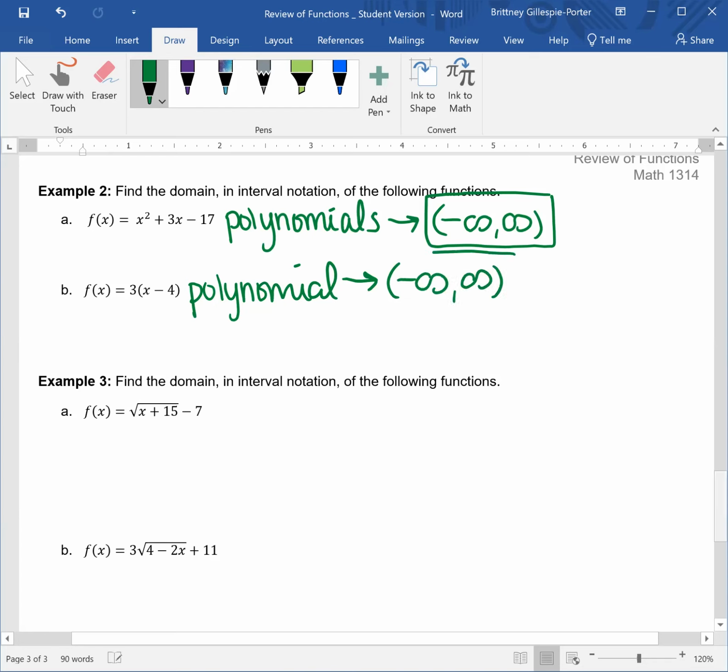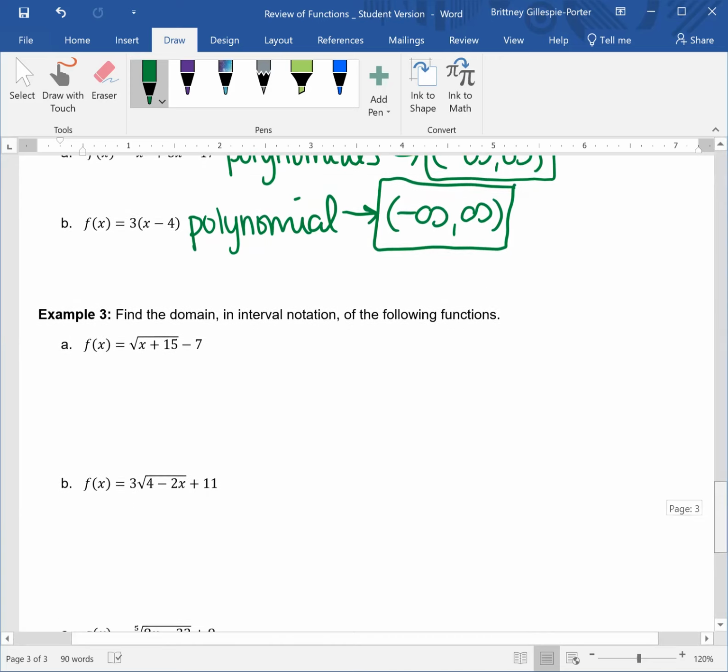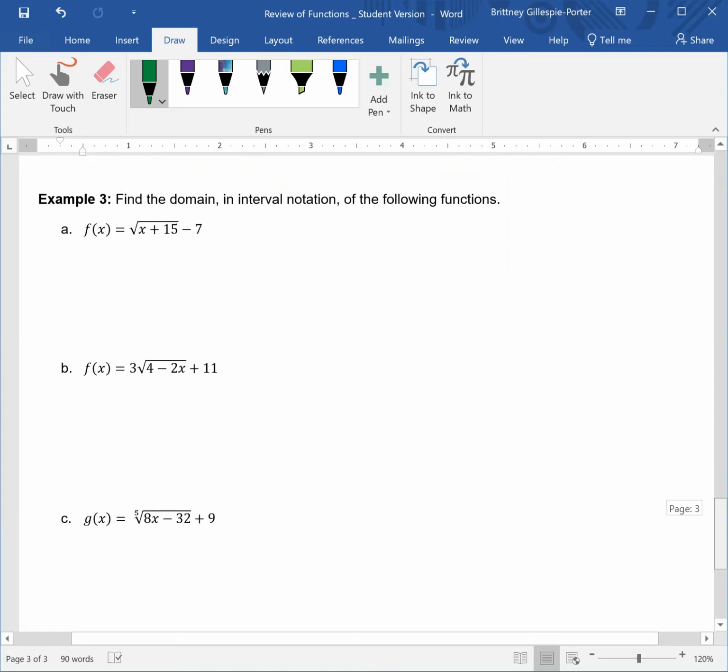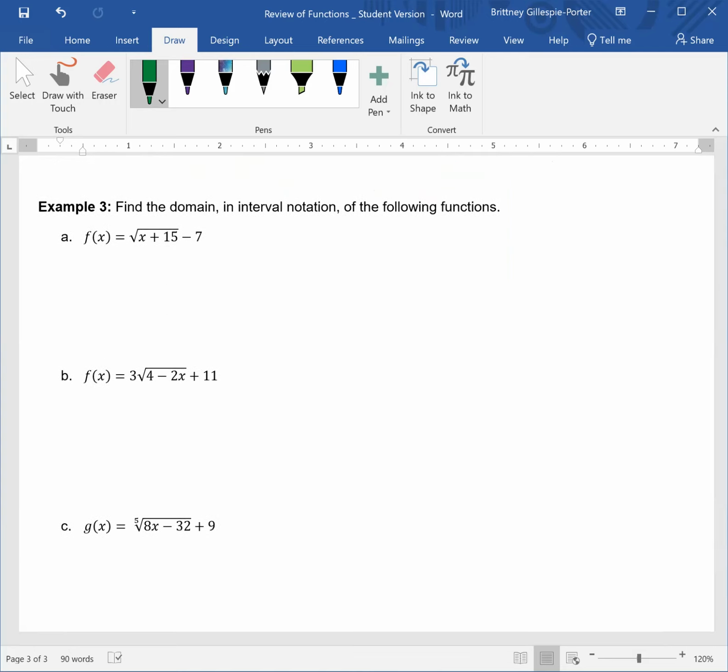Domain immediately negative infinity, positive infinity. But in example 3, we do not have polynomials. We have radicals. There are 2 rules for radicals, or 2 cases.